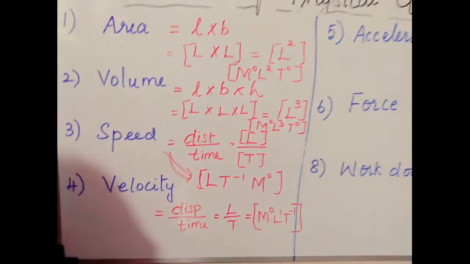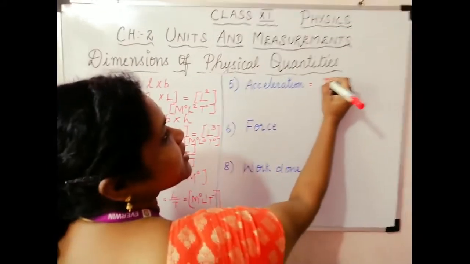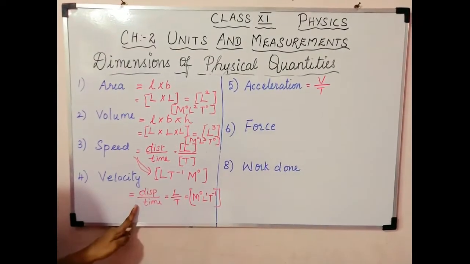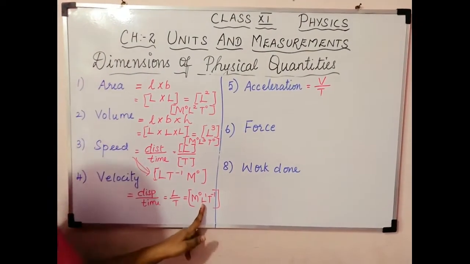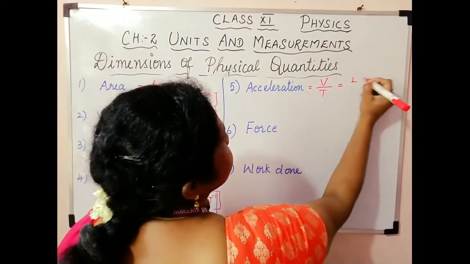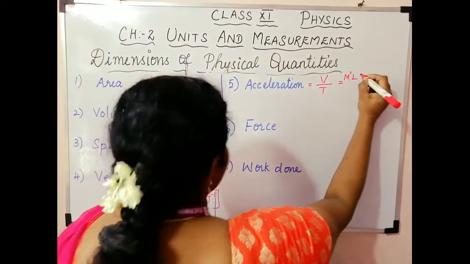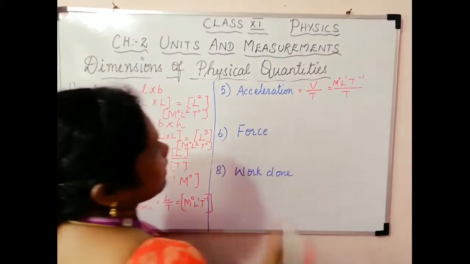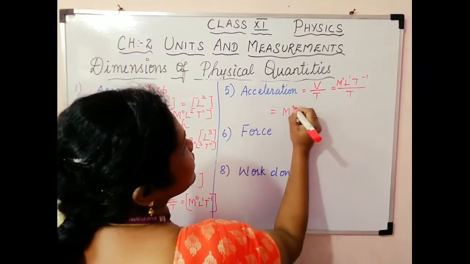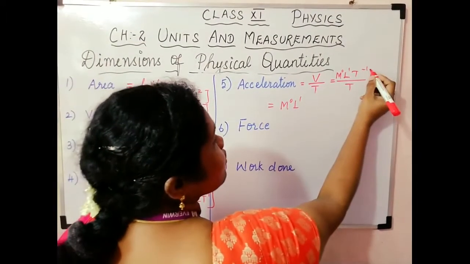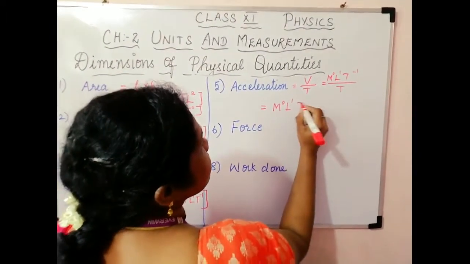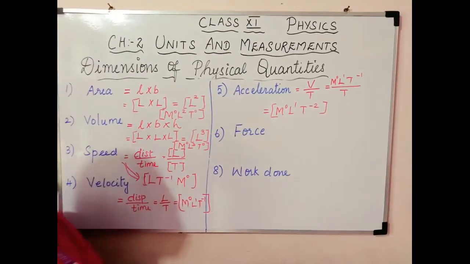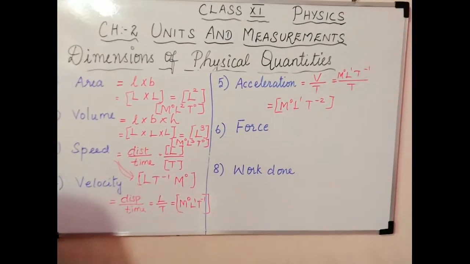Now coming to acceleration. Acceleration is velocity by time taken. We know velocity is M power 0, L power 1, T power minus 1, divided by T. So M power 0, L power 1, and this T if it goes up, then minus 1, then minus 2. M power 0, L power 1, T power minus 2 for acceleration.